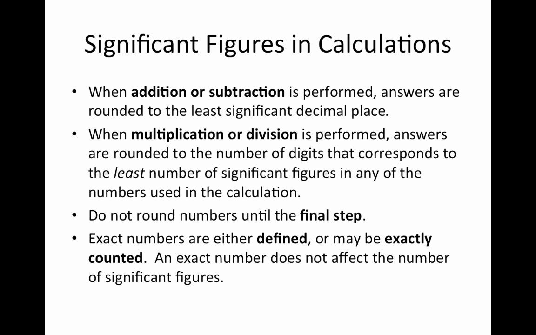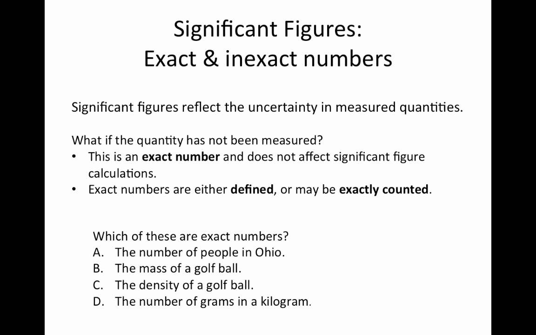One other idea is that some numbers we will call exact. These will not affect the number of significant figures. An exact number is either something that we can define or have it be exactly counted. That will not affect the number of significant figures in our overall calculation. So what would be an example of an exact number versus an inexact number? Significant figures are measuring the uncertainty in the quantities that we measure. So when would we not have uncertainty in the quantity that we measure? It could be an exact number, which means it's either defined or exactly counted.